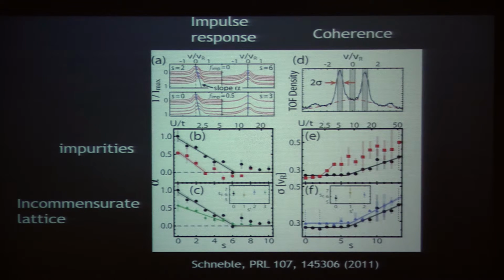This is a really complicated plot, which maybe I should not go through, but you should go read this paper carefully, where they looked at a transport measurement and a coherence measurement, comparing the impurity case to the incommensurate lattice case. And again, trying to compare equal amounts of disorder in each.